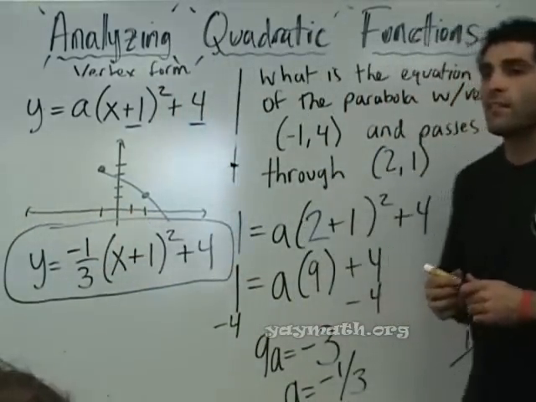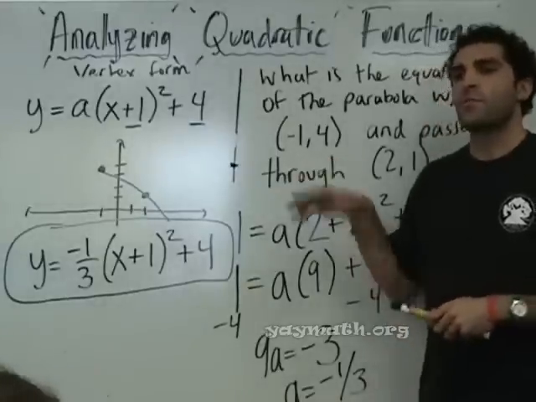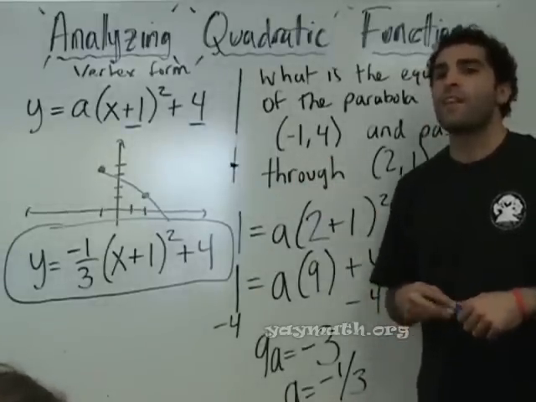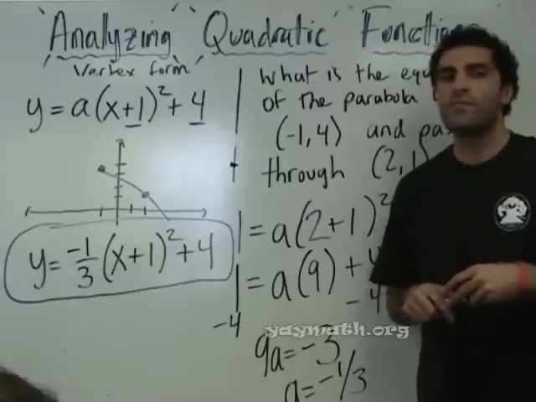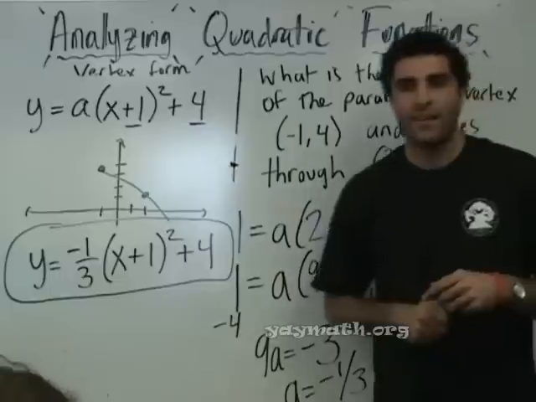Wait, I'm confused on how you got negative 3 over 9. Simplify that, please. Common factor of 3.